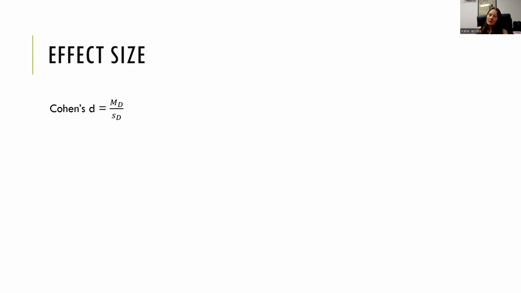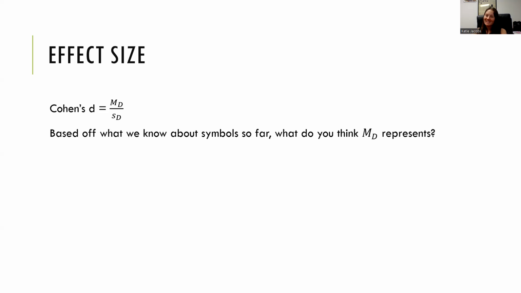So Cohen's d, to calculate this for a dependent samples t-test, we're going to look at the mean difference score, and then we're going to divide it by the standard deviation of our difference scores. And I got a little ahead of myself. So based off of what we know about our symbols so far, what do you think M sub D represents? I already told you the answer. So you can check if you're paying attention, right? This is the mean of our difference scores.